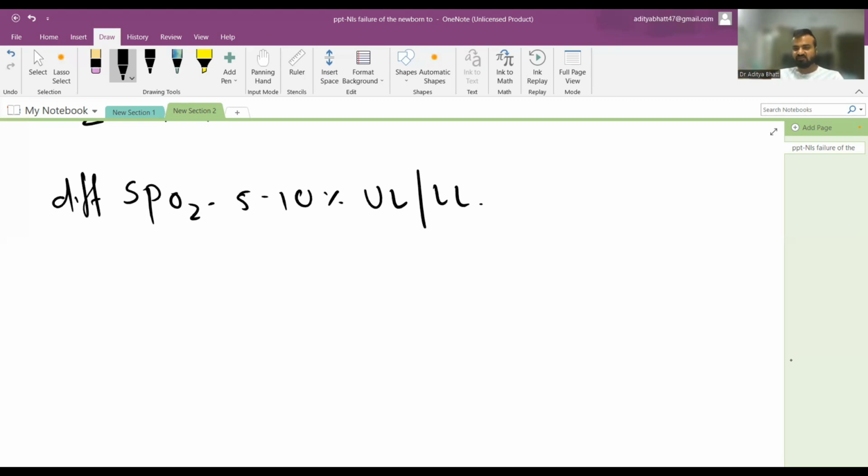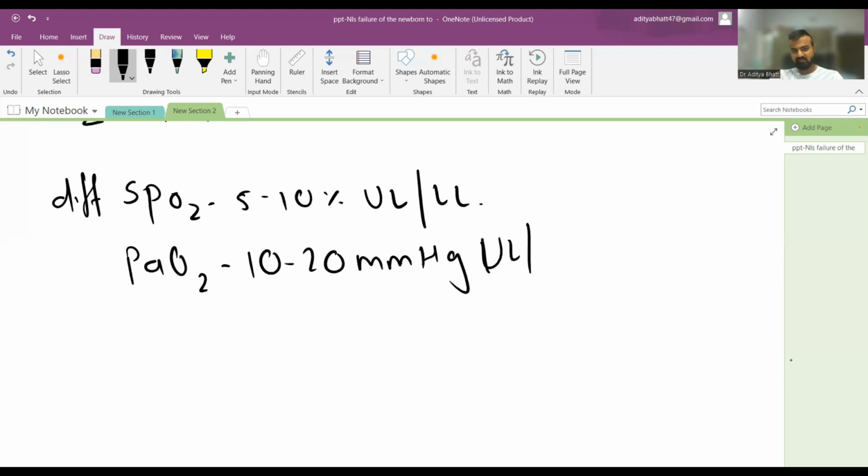So it is known as differential cyanosis, and differential cyanosis occurs when SpO2 difference is around 5 to 10% and PaO2 difference is around 10 to 20 millimeter of mercury between upper limb and lower limb. So this is what differential cyanosis is. It also occurs in coarctation of aorta.